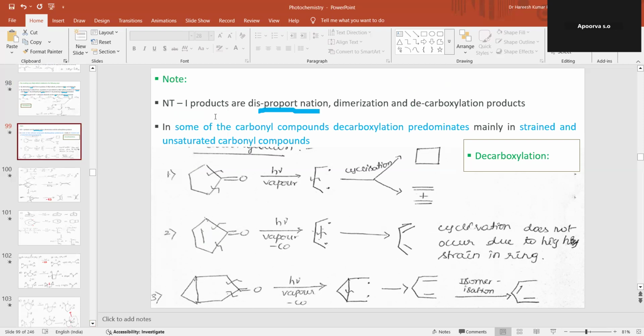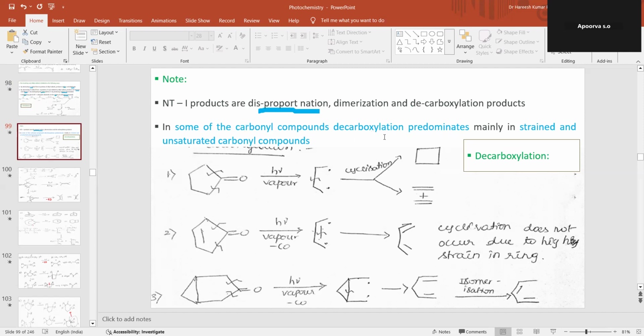Okay. So Norrish type 1 products are disproportionation products, dimerized products, and decarbonylation products. That means you need to remember Norrish type 1 products are disproportionation products, dimerized products, and decarbonylated products.